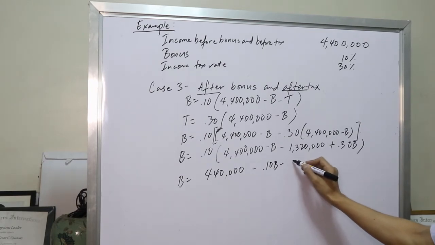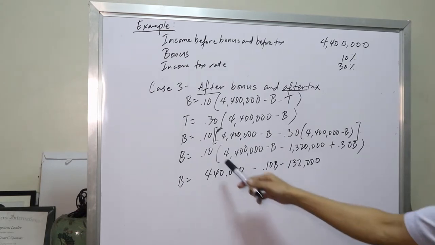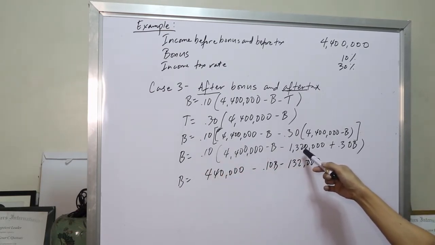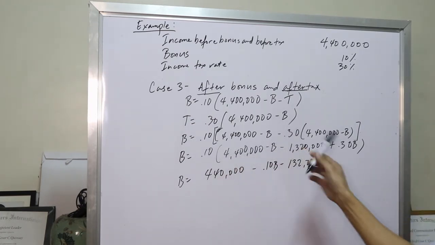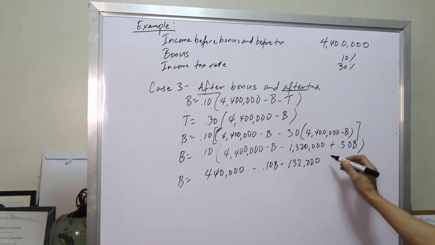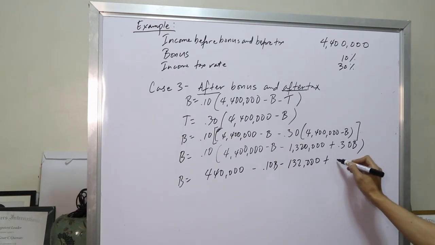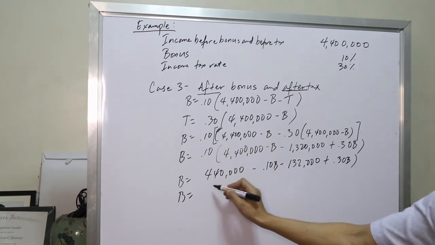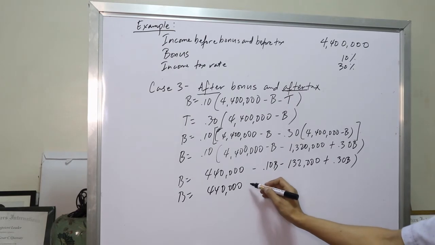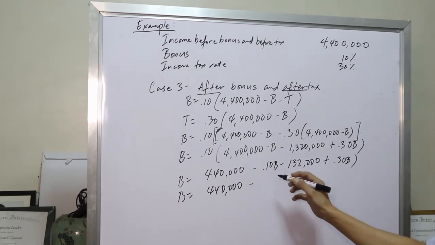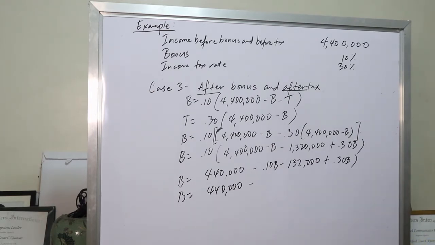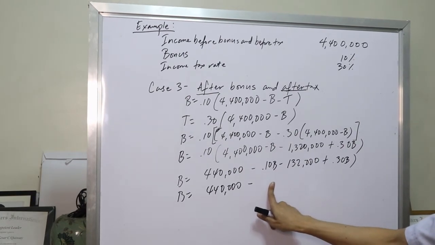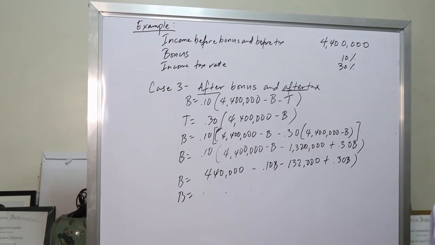Okay, so less 132,000. How did you get that? So this is 0.10 multiplied by 1,320,000. So i-multiply mo lang siya dun sa nandun sa loob ng quantity or dun sa parenthesis. Okay, so plus 0.03B. There. Okay, so next line is B. So 440,000. Okay, 440,000 times, ito naman is 440,000. Medyo pati ako nalito na. Okay, so B plus this one.